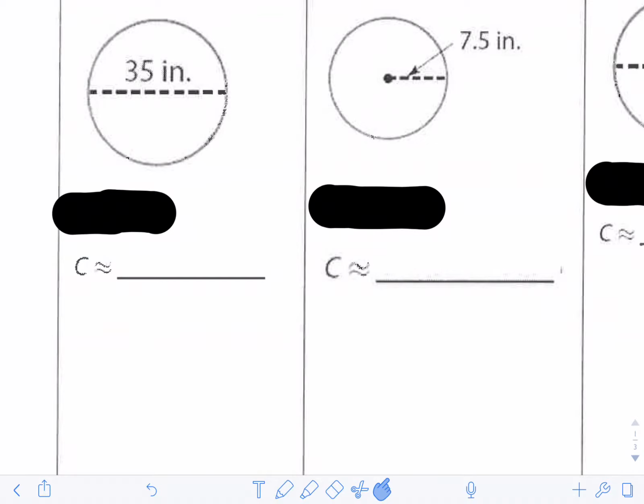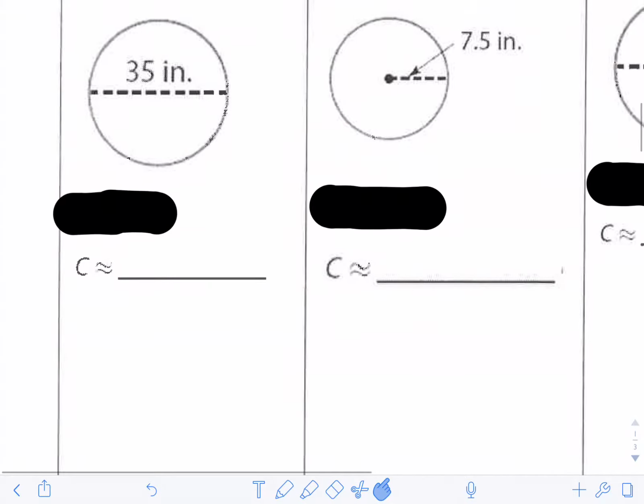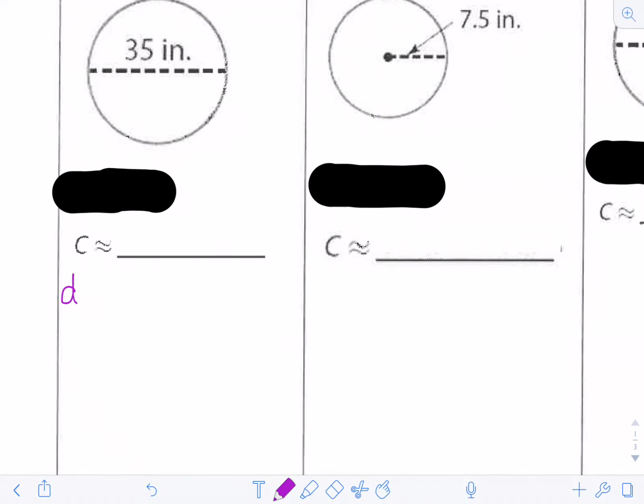For this one, my diameter is 35 inches. Let me write that down. So my radius, again, if you don't know how to split 35 in half, you can divide it by 2.